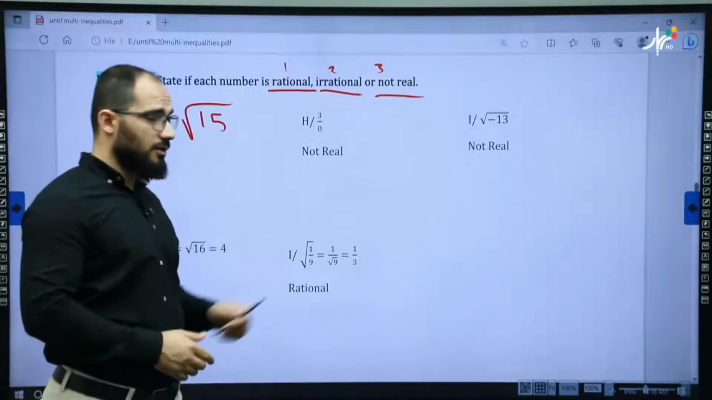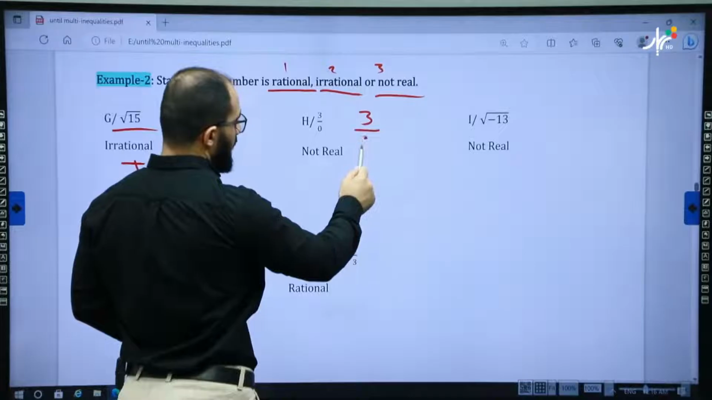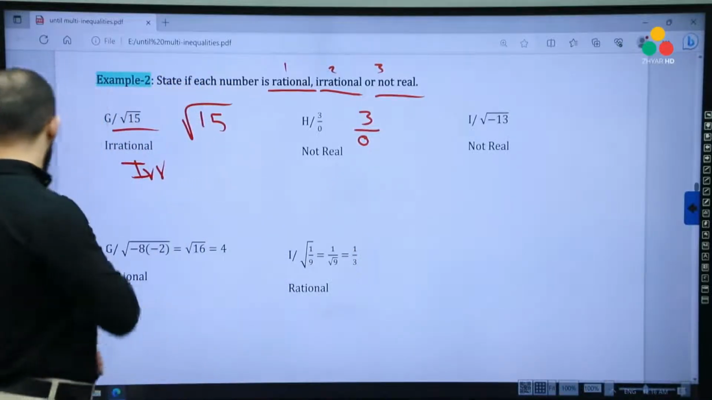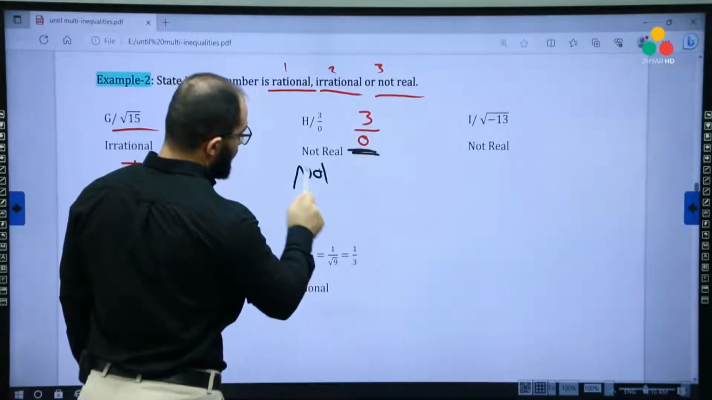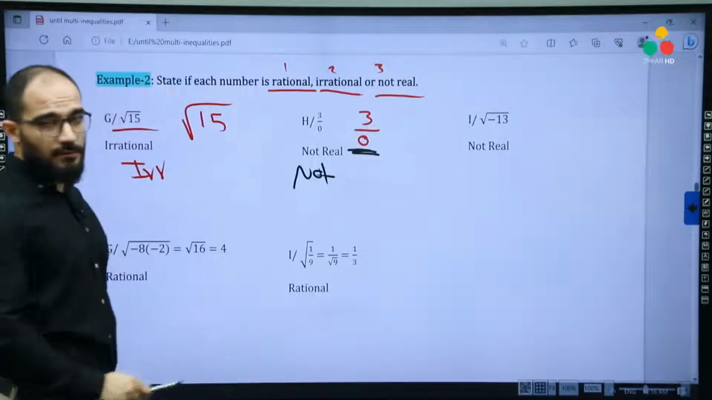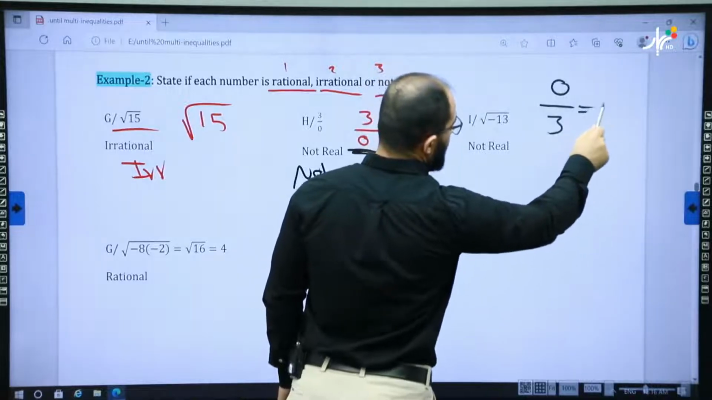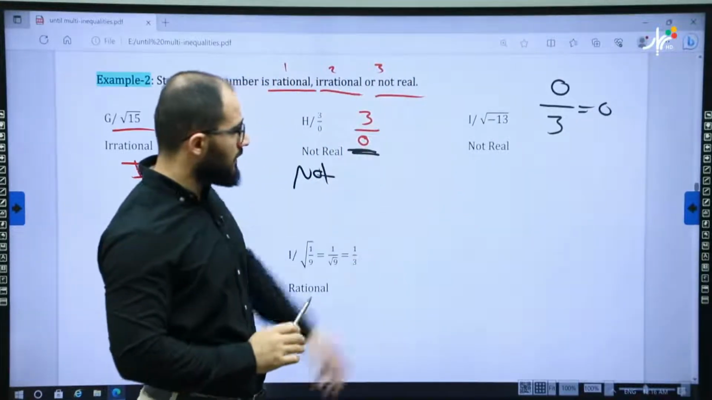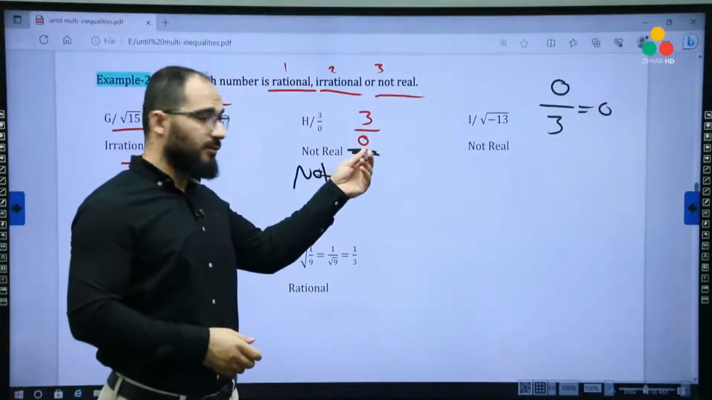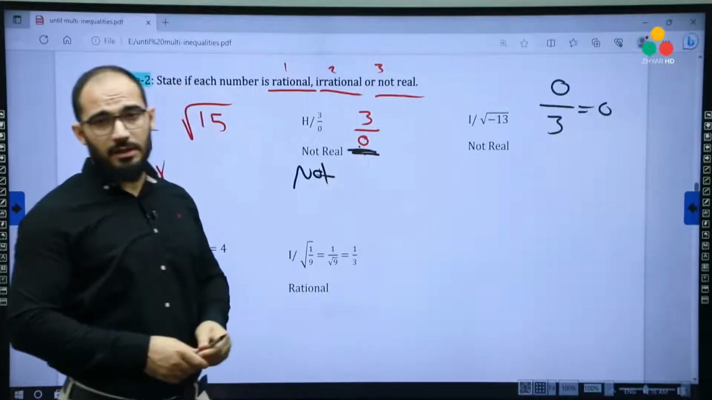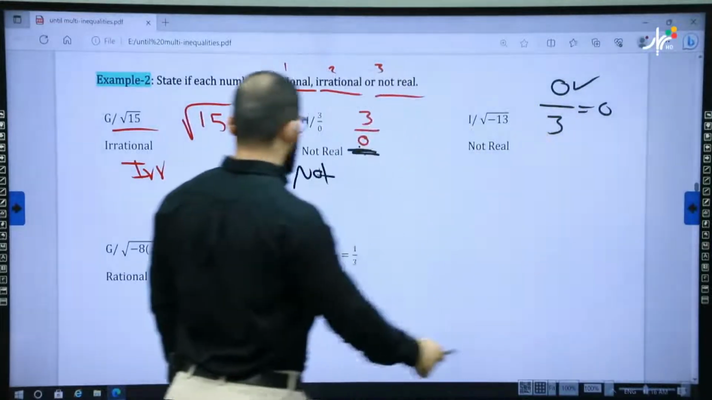Then example H. Example H says 3 over 0. The denominator is 0. That's why it is not real, because the denominator is 0. It's okay if the numerator is 0. If you have, let's say, 0 over 3, it equals 0. It's going to be a real number and natural number. But we have a problem with the denominator. Denominator cannot be 0, okay? But if the numerator is 0, it's quite okay.